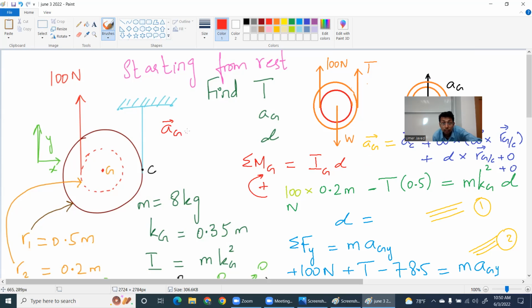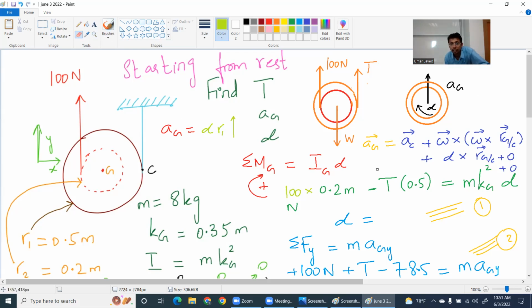a_G is equal to alpha multiplied by R1 in the upward direction, and I will actually remove the arrow. Okay.